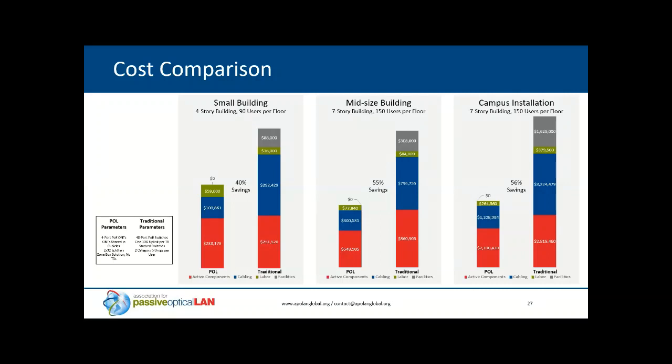So as you can see, as we go and scale into the larger installations, the savings continues to increase.